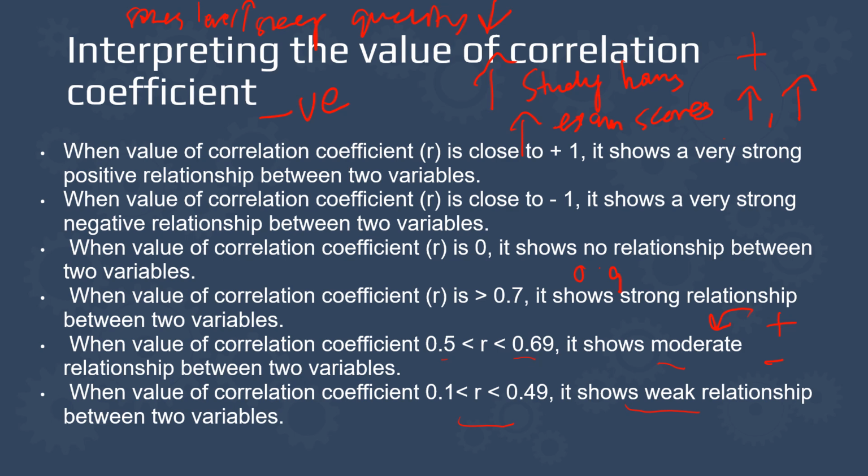Values of r that are close to 0 indicate a weak, or sometimes no, linear relationship. But remember, correlation does not imply causation, and it doesn't capture non-linear relationships.